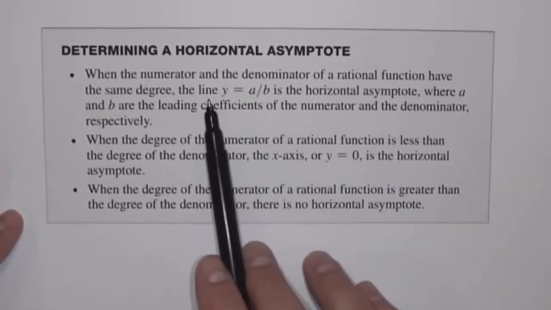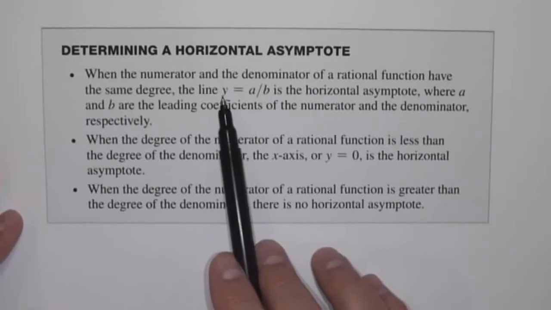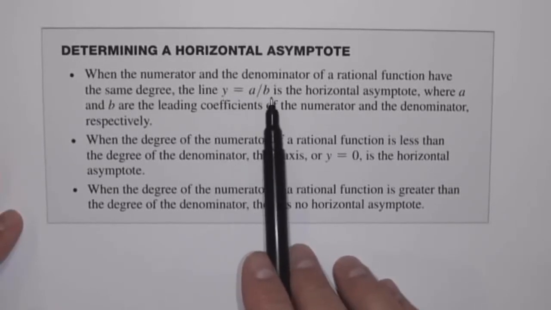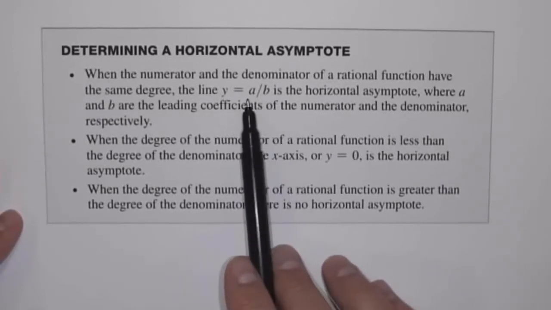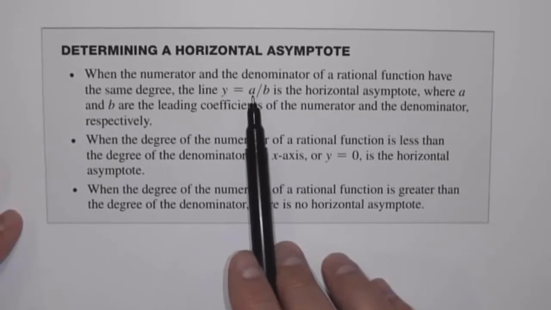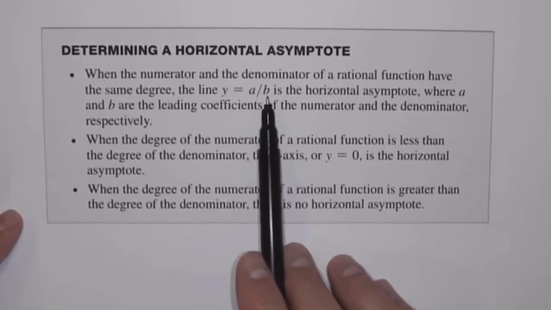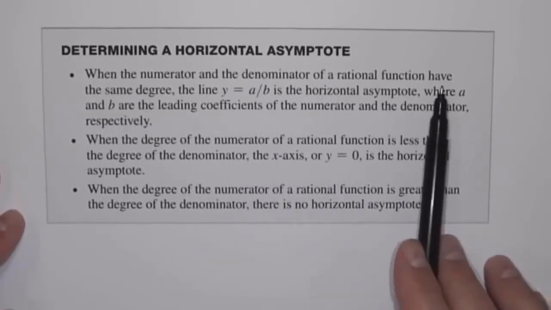Horizontal asymptotes are horizontal lines, so their equations will be in the form y equals a number, and that number will be whatever the leading coefficient is of the numerator divided by the leading coefficient of the denominator, again, if they have the same degree.